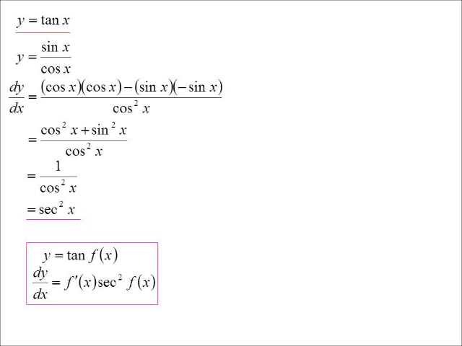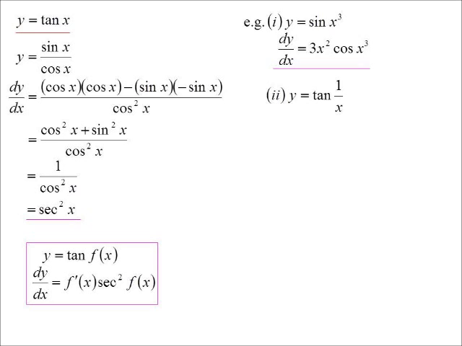So let's look at some examples. We have the sine of x cubed. Differentiate the angle, 3x squared, sine changes to cosine. Notice the angle never changes. The angle is always the same function. The tan of 1 over x. So differentiate the angle. Well, 1 over x, the derivative of that is minus 1 on x squared. The tan changes to sec squared. The angle doesn't change. So I've got minus 1 on x squared, sec squared, 1 on x.